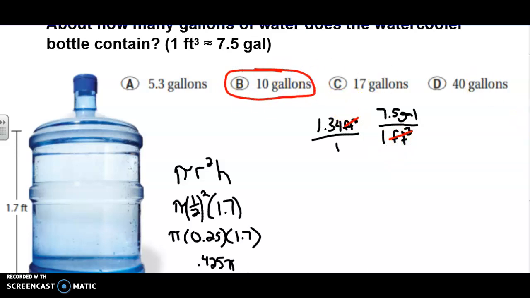Alright, so that's just a couple word problems. So in this one you had to find out the volume and then convert cubic feet into gallons and see what that was.